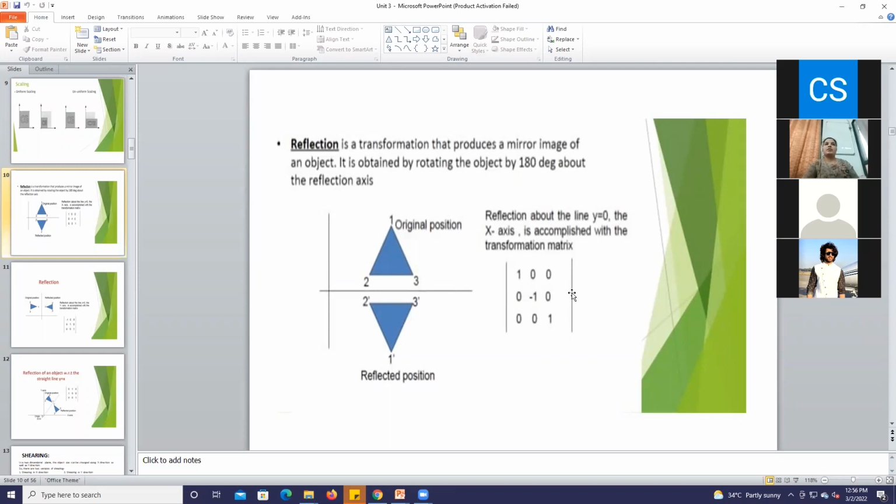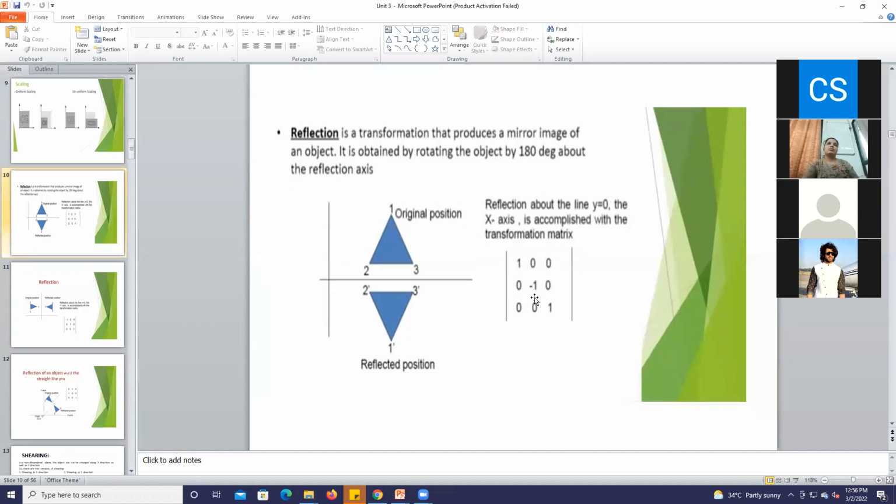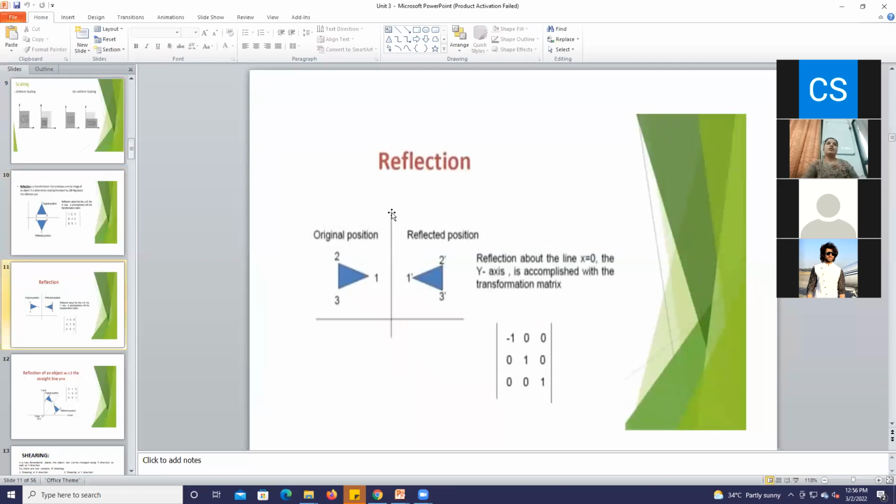The reflection matrix, we will just revise. This is your original object. After reflection, you will get the triangle like this, where reflection is along the x-axis, so y will change its sign. Only the sign of y will change, and all other things will be the same. The magnitude is not going to change, only the sign of y will change, and that's why -1 is written here. Then reflection along the y-axis. In that, y will be constant and x will change only its sign.